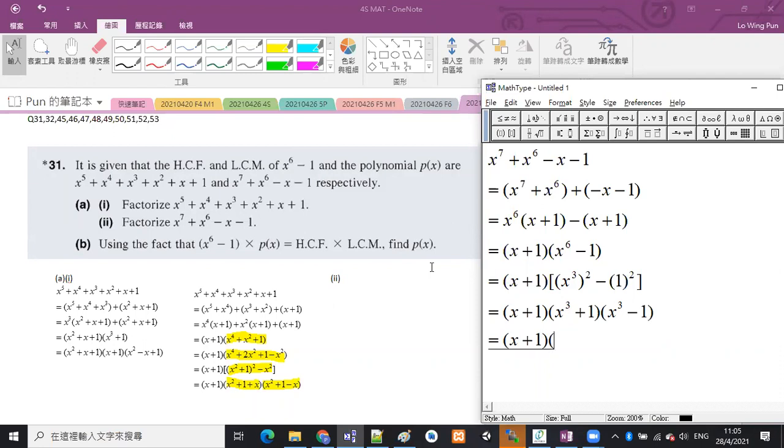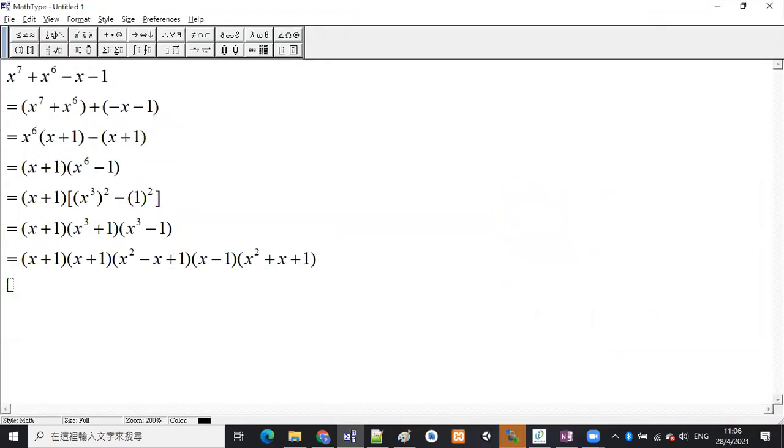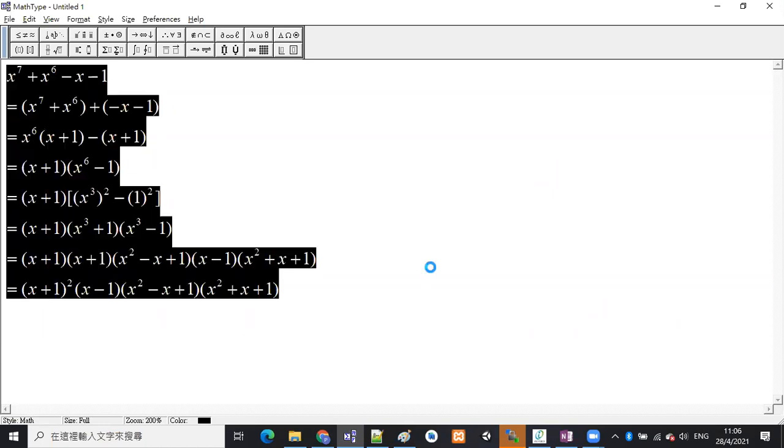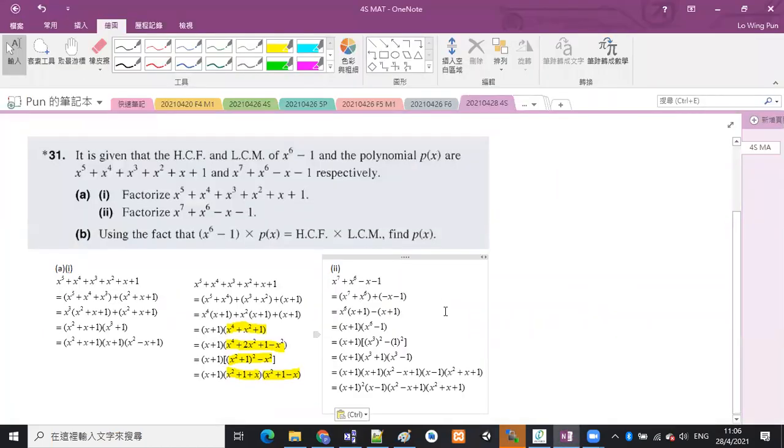Okay, so x^3 plus 1 becomes (x plus 1)(x^2 minus x plus 1). And then x^3 minus 1 becomes (x minus 1)(x^2 plus x plus 1). Okay, and then we just arrange the terms in the correct order. So we have two copies of x plus 1 multiplying together. It becomes (x plus 1)^2, and we have x minus 1, and we have x^2 minus x plus 1, and x^2 plus x plus 1. Okay, so this is the answer of part A2.